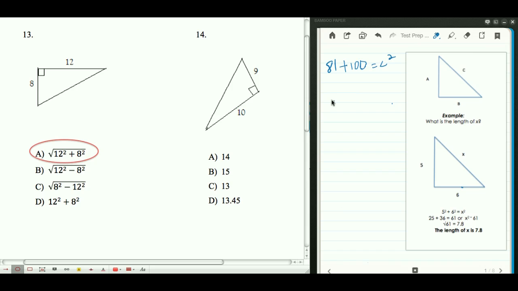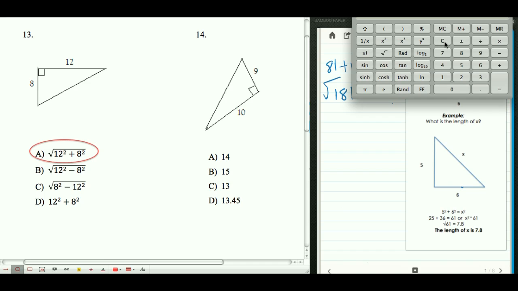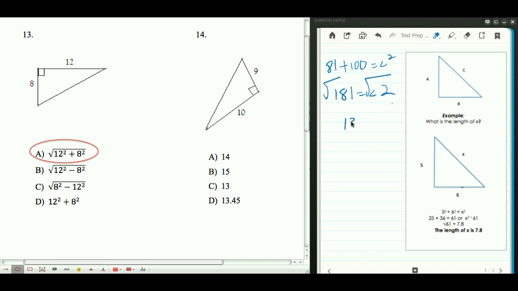So 81 plus 100 gives us 181, which is equal to c squared, and then we're going to take the square root of each side. So you're going to press clear on the calculator, press 181, and then press the square root. That's 13.45. And let's see, what's closest to that? There we go, D, 13.45.